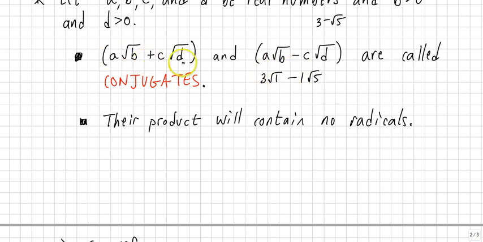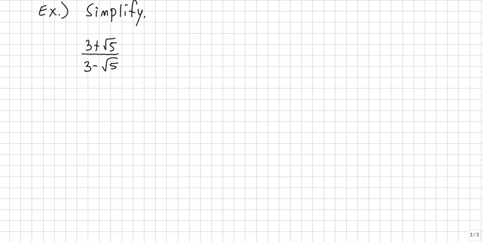And I know that there's something out there called the conjugate, and when I multiply them together, I don't have any radicals. Well, we're trying to get rid of a radical. So we're going to rationalize the denominator, and the way we're going to do that is we're going to use the conjugate. I'm going to multiply by 1, but in a very special way. I'm going to multiply by the conjugate, which would be 3 plus the square root of 5.